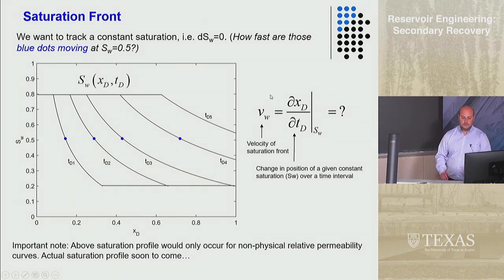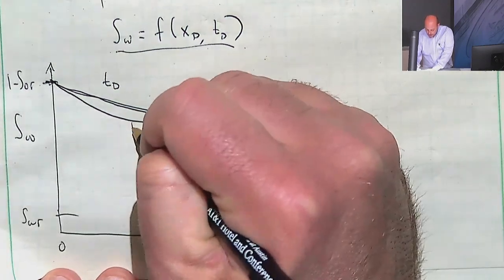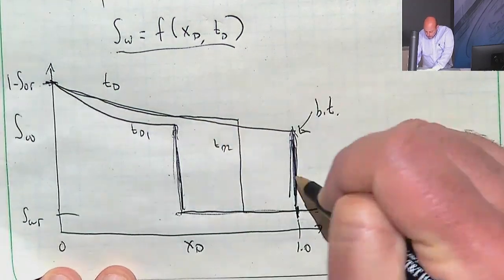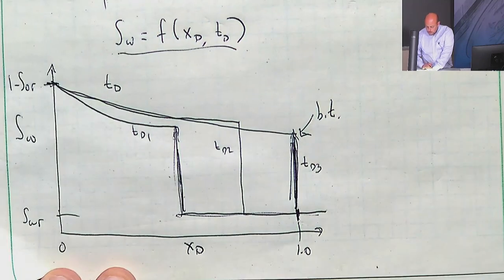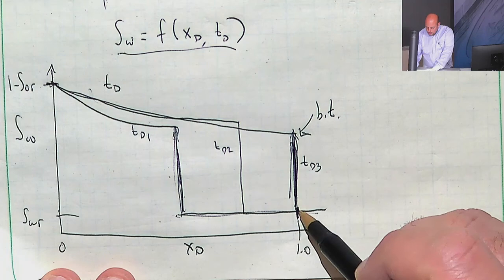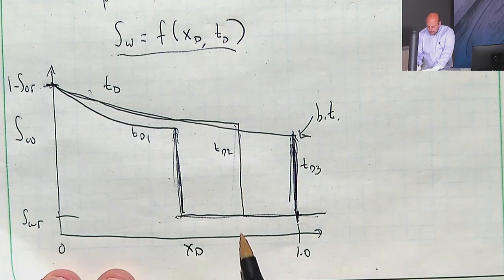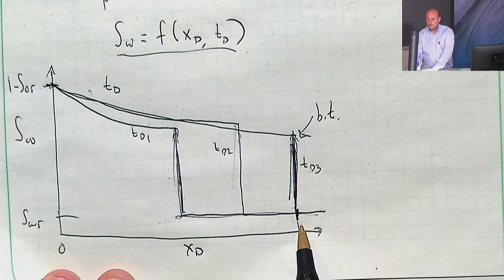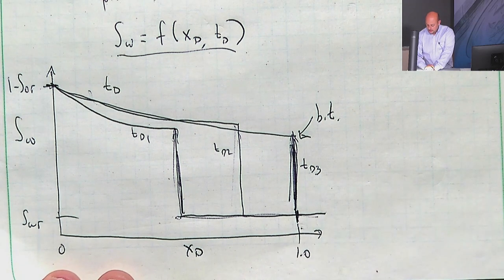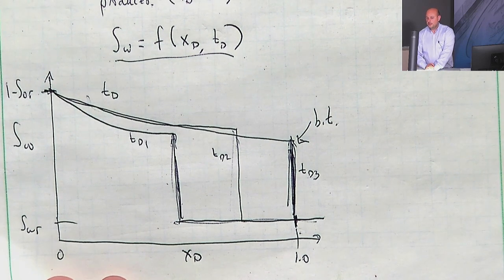So this is VW. That's the saturation front. Only this curve is the breakthrough time, because you've got a TD1, you've got a TD2, and then you have a TD3 here. And prior to TD3, that water that you're injecting hasn't reached the producer yet. And it's only at TD3. TD3 is the first time where any water you injected has made its way to the producer well.